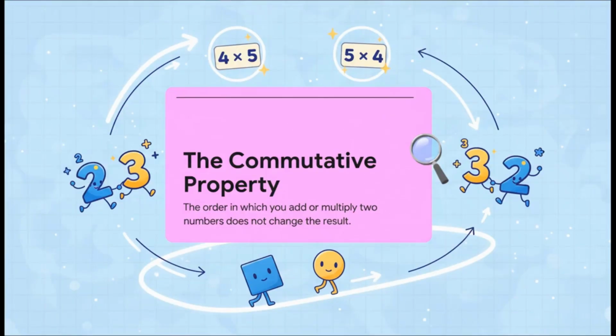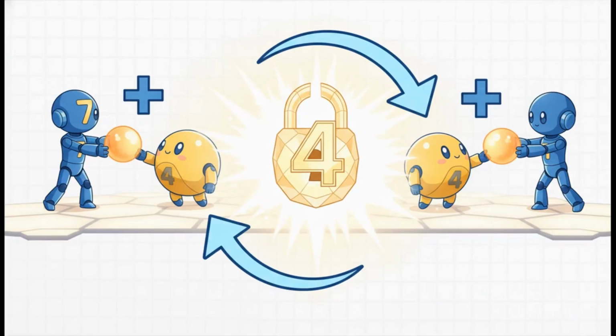This is just the simple but really powerful idea that 2 plus 3 is the exact same as 3 plus 2, or that 4 times 5 is the same as 5 times 4. For addition and multiplication, the order just doesn't matter. They can commute, go back and forth. So, have a look at this equation.